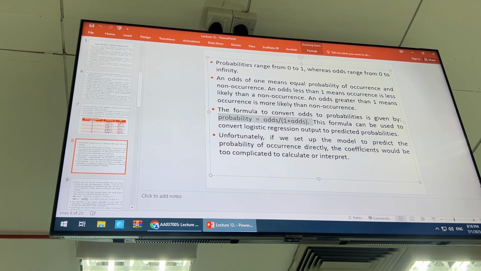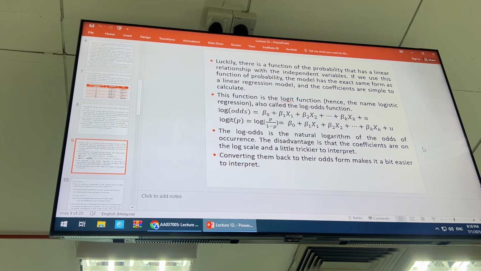This formula can be used to convert logistic regression output to predicted probabilities. Unfortunately, if we set up the model to predict the probability of occurrence directly, the coefficients would be too complicated to calculate or interpret. Luckily, there is a function of the probability that has a linear relationship with the independent variables. If we use this function of probability, the model has the exact same form as a linear regression model, and the coefficients are simple to calculate. This function is a logit function, hence the name logistic regression, also called the log odds function.